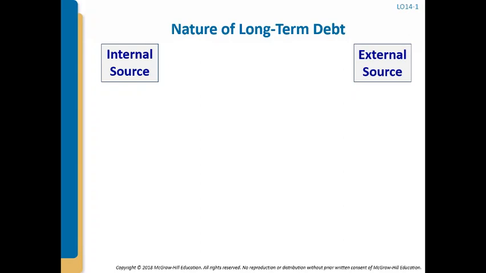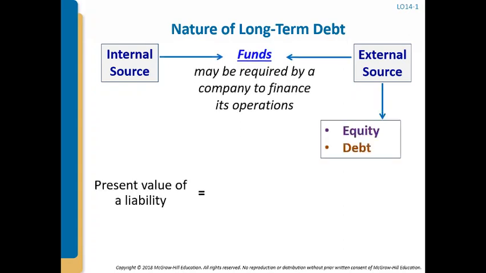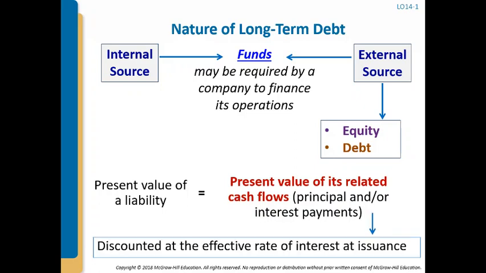So external sources would be such things as debt, which we will talk about here in a minute. Debt as in bonds, debt as in notes payable are the most prevalent. The other way that they could finance operations is through selling stock. So that would be equity. What we're going to talk about in chapter 14 is debt.